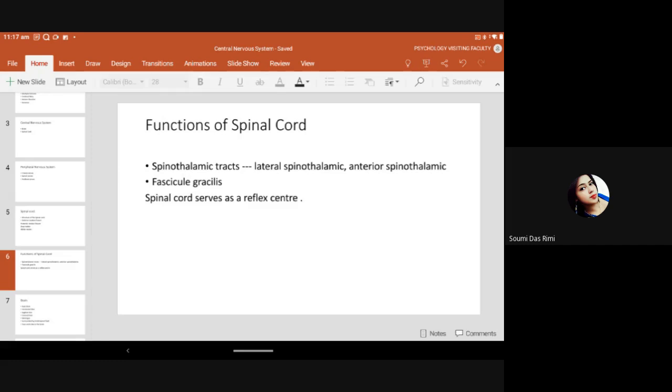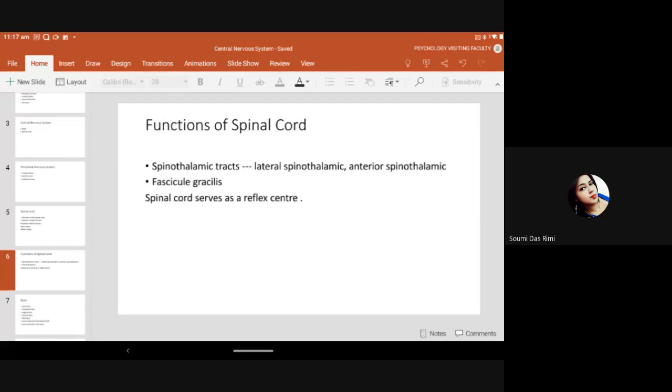So the spinothalamic tract is one type of tract which includes the axons that originate from the cell bodies of the neurons located in the spinal cord and end in the thalamus. These tracts are responsible for the sensory functions, that means touch, pain, temperature, the sensation of all these.